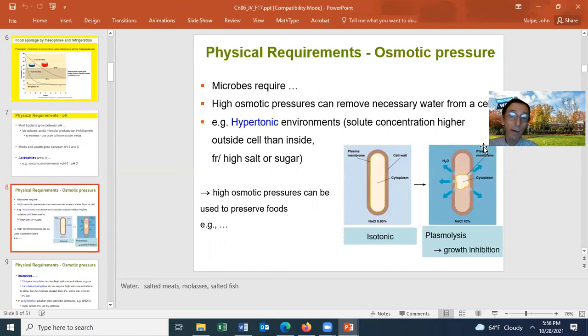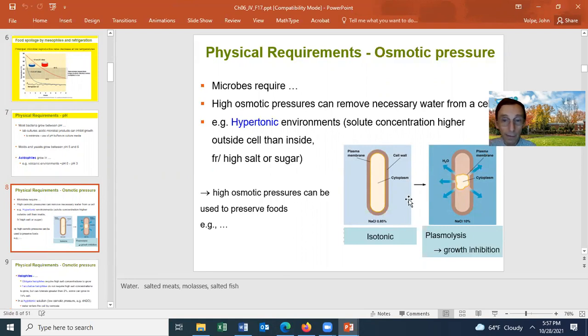Microbes also require osmotic pressure. So all microbes require a certain water concentration and a certain salt concentration. High osmotic pressure can remove the necessary water from a cell. And that would be why molasses doesn't spoil.